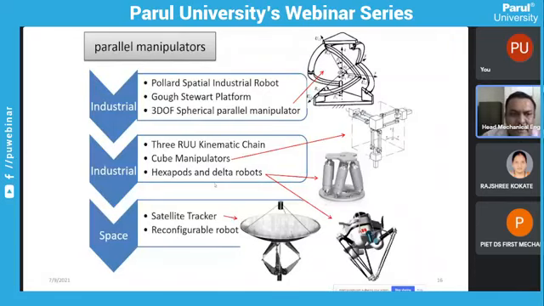Now another domain is called parallel manipulators. We can say that there are a lot of applications of parallel manipulators. They have been emerging over the past 10 years. It may be the Gough-Stewart platform, or a Pollard spatial industrial robot, or cube manipulators, or a hexapod or delta robots.